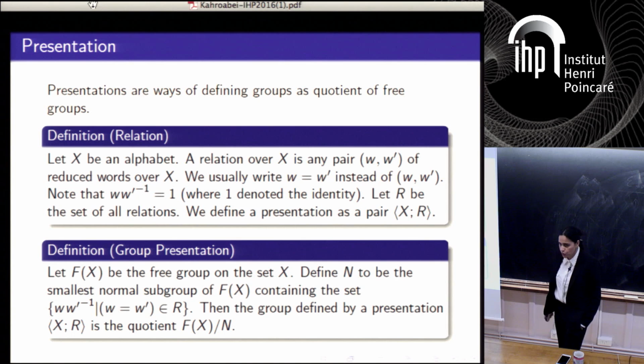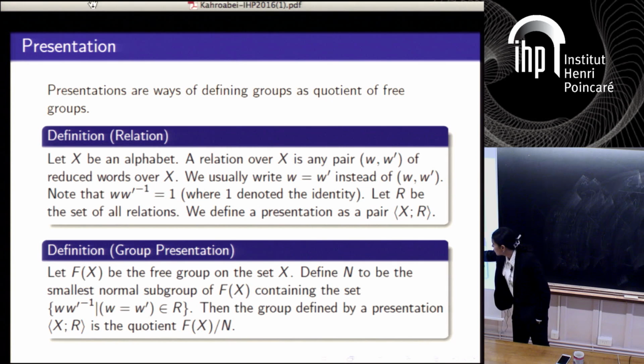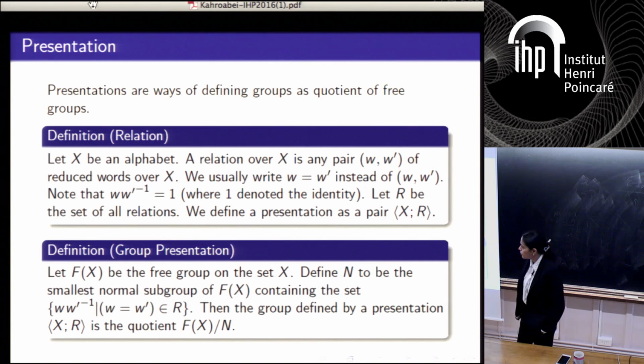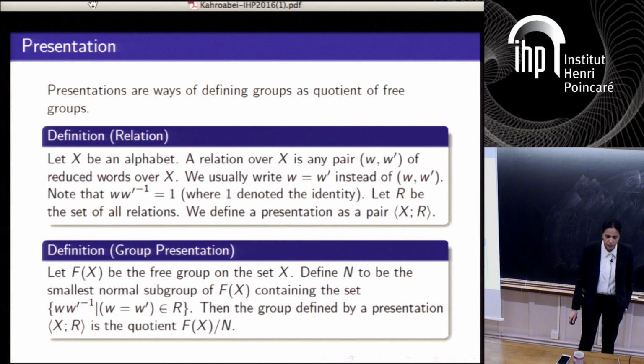So now, if you assume F of X is the free group on the set X, and define N to be the smallest normal subgroup of F of X containing the set W W prime inverse, such that W equals W prime is in the set of relators, then the group defined by the presentation X, R is the quotient of F of X by N. So this is just a description of a group.